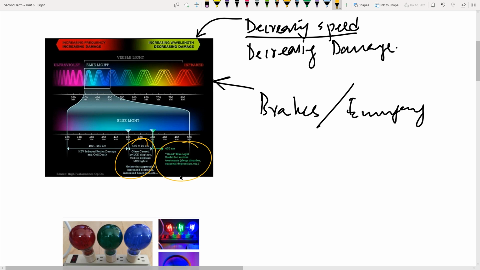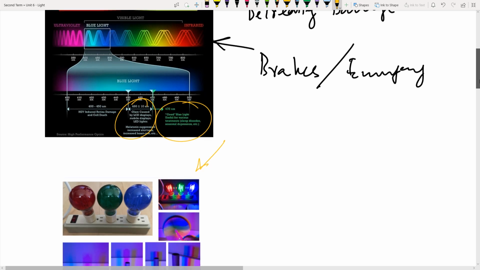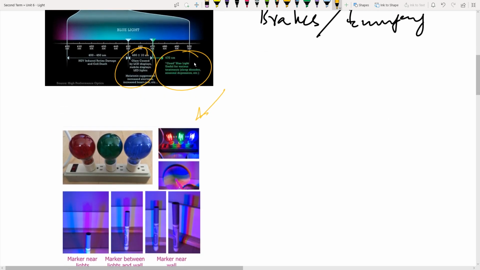So there's a safer blue range as well, but we cannot control these that easily, right? These are very expensive lights, these good blue lights. Normal blue lights we find in the market contain the complete range, some of it also HEV, inducing retina damage and cell death caused by these brighter ranges of the blue, which is a bit damaging, right?